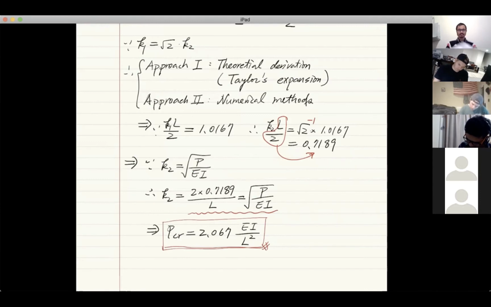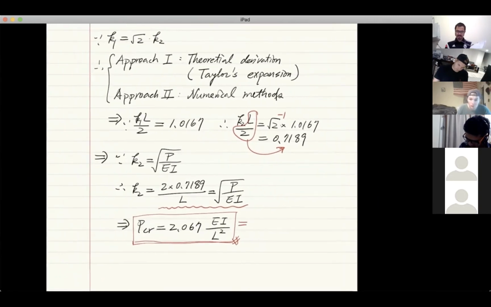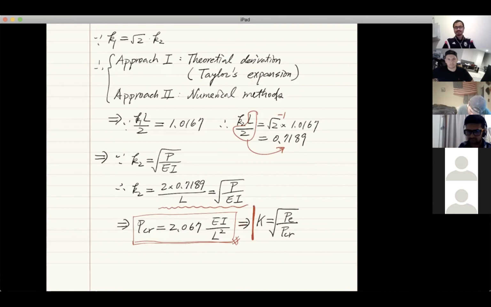Now let's use the concept of effective length factor. How do we calculate the effective length factor here? How do we find that? If you remember, effective length factor, capital K, equals what? How do we determine that? K equals the square root of PE divided by PCR. Remember? By definition. Right? By definition is this.